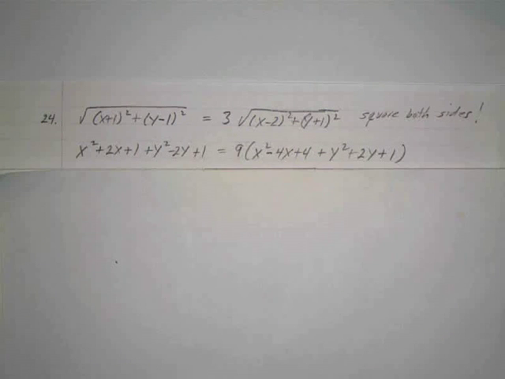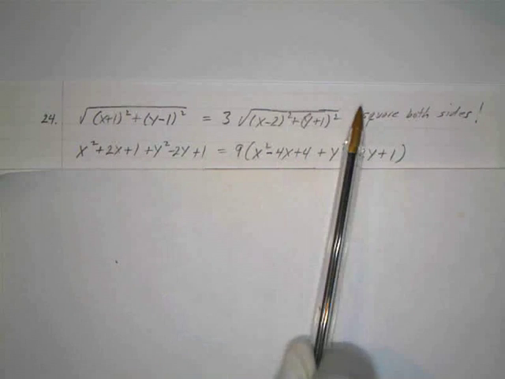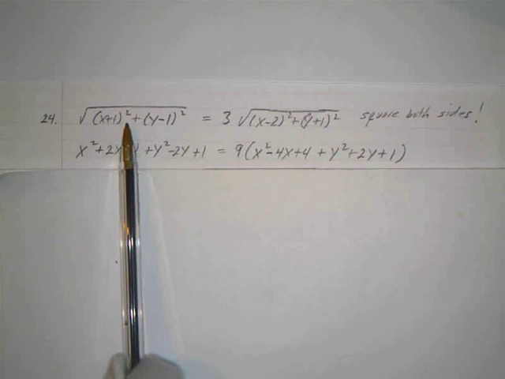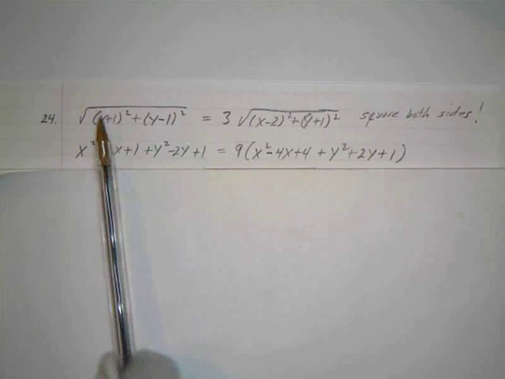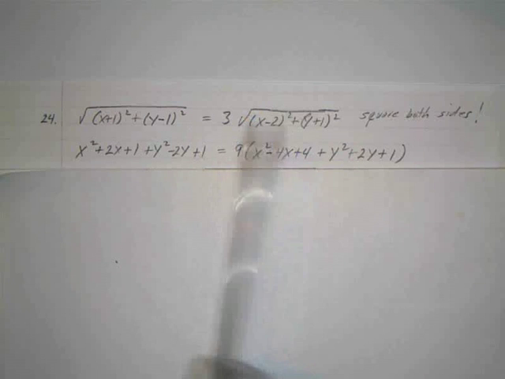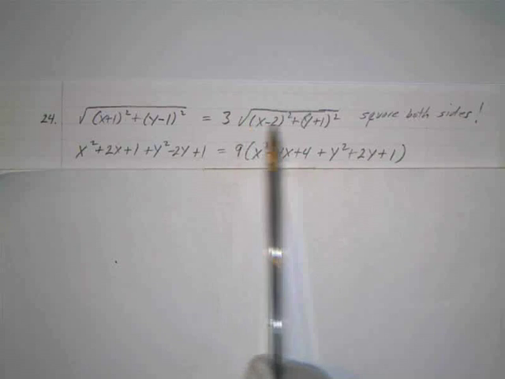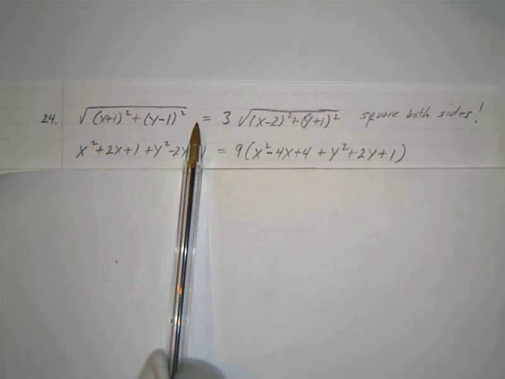Just square both sides. When I squared both sides, I removed the radical, and then I multiplied these binomials out because I was kind of running out of room on my paper here. So I square both sides, get rid of the radical. And also, if I square the 3, I get 9. So basically, it's going to be 9 times this inside, and then just this inside here.